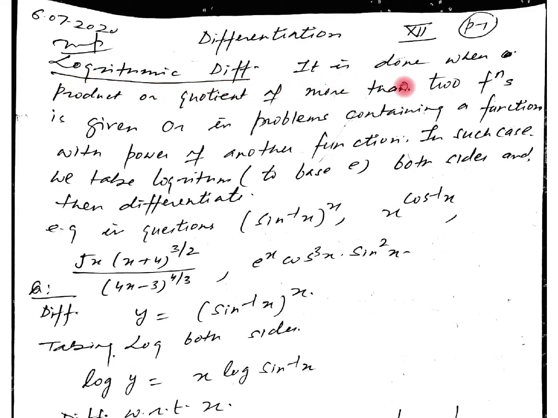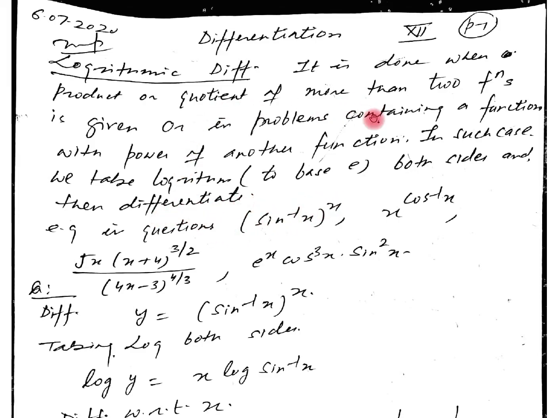Now, it is done when the product or the quotient of more than two functions is given. Number one condition. Number two, if in the problems containing a function with the power of another function, then we always have to take help of logarithmic differentiation. In such cases, we first take logarithm to the base e both sides, and then we differentiate and find out the value of dy by dx.